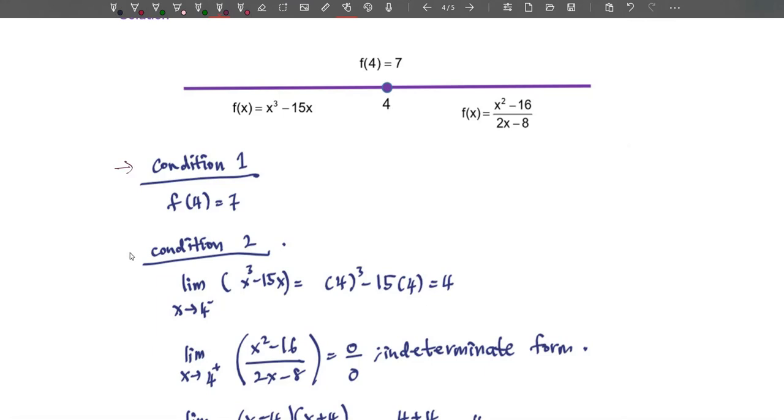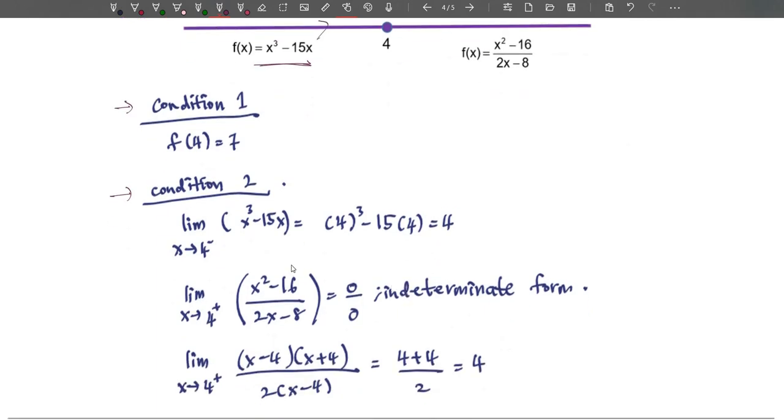The second condition, we have here the limit of x cubed minus 15x when x approaches 4 from left, because this is the function when it approaches 4 from left. So substitute the value of 4. We have 4 cubed, which is 64, minus 15 times 4, which is 60, and the answer will be 4.